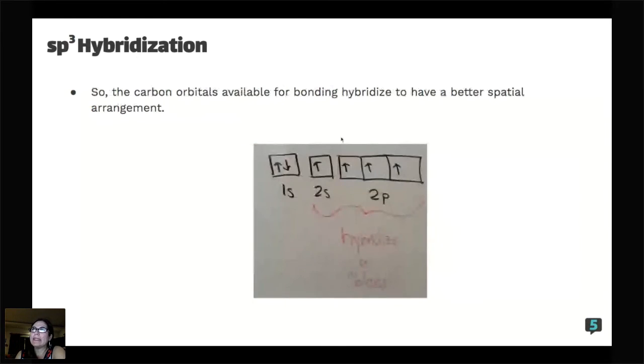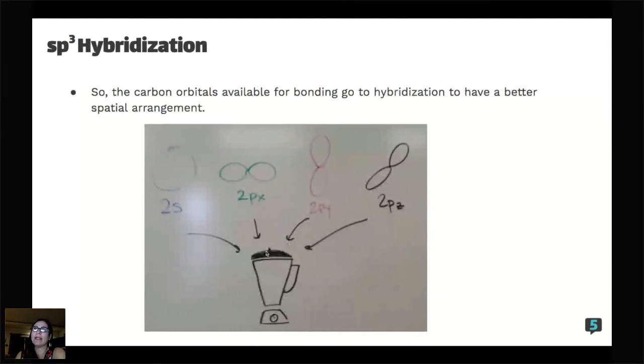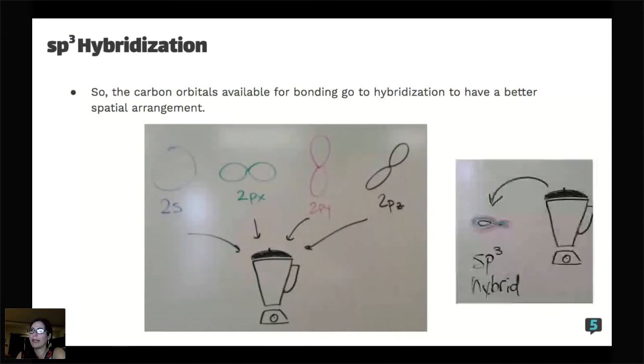So these 4 orbitals hybridize or blend. So I'm going to make an analogy here of placing this in a blender and then turning it on, and then we are going to get a hybrid, sp3 hybrid. Only 1 s got in the blender, and 3 p's got in the blender. That's why this is labeled as sp3 hybrid.